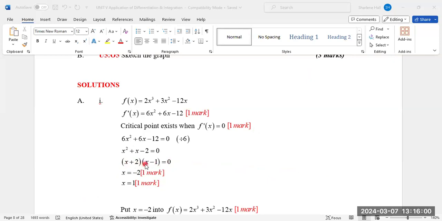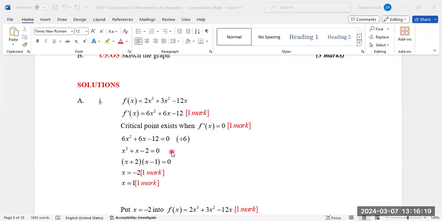Sir, would it be x open bracket x minus 1 close bracket, the 2 open bracket x minus 1 close bracket? Very good. So you are seeing it. Very good.